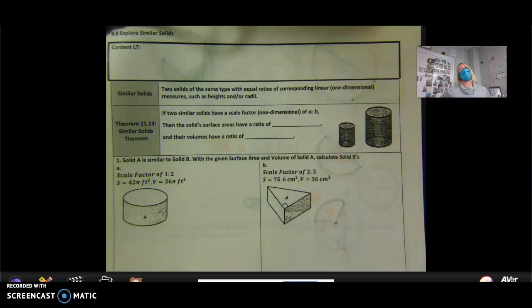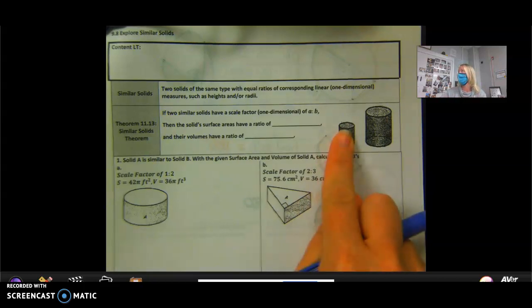1.8, exploring similar solids. So remember back to similar figures. They essentially look the same except one is bigger than the other, but it's bigger by a ratio. Like all side lengths are 2 times longer, or all side lengths are 1/3 times longer, or shorter in that case, right? So same thing here. We have 2 similar solids, so 3-dimensional figures that are similar. So they're going to have a ratio.